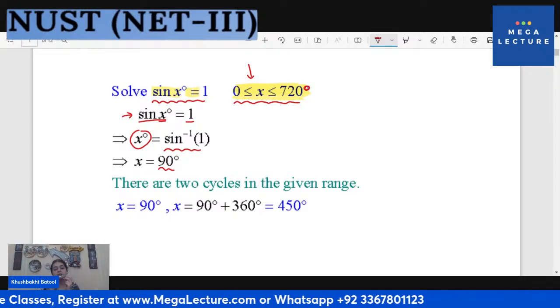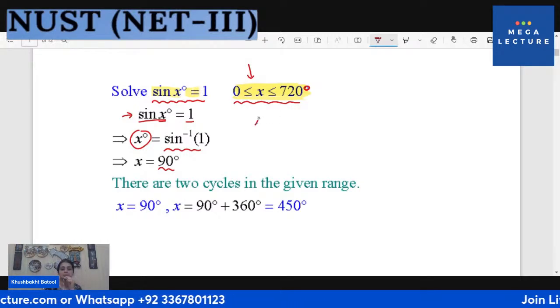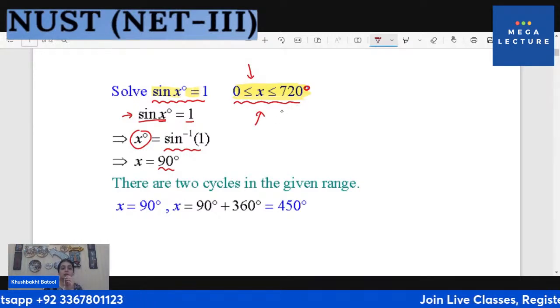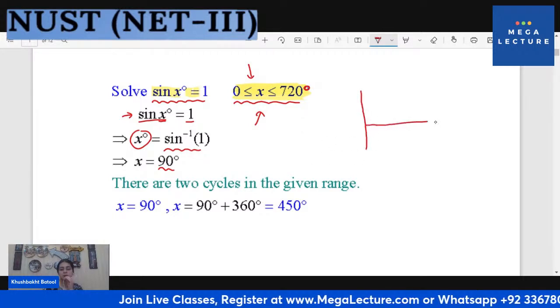Now this 90 degrees is just one answer, but when you have such a big interval, you need to think about all the possibilities. So how do we think about all the possibilities? I'll tell you from here.